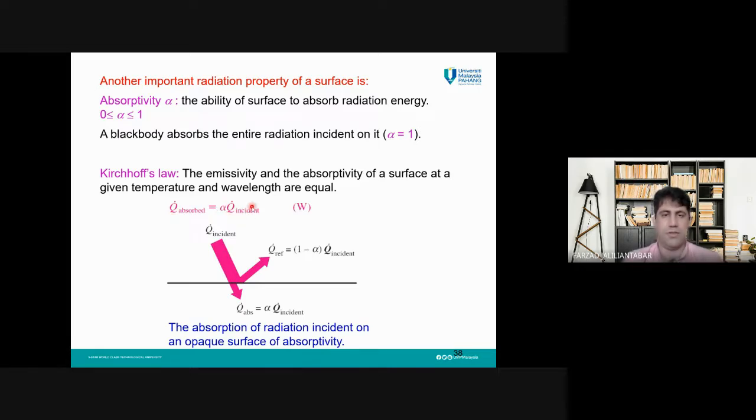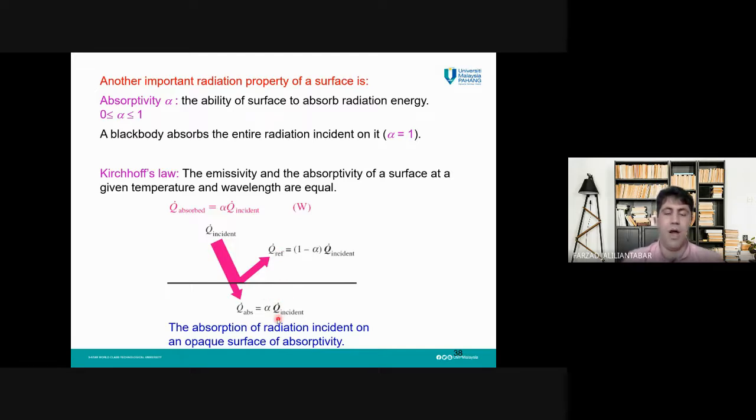We know, for example, if we know the rate of transfer by radiation to the surface, then if we know alpha for that surface, we can calculate the rate of heat transfer to the surface by radiation. So this is the amount of energy which reaches the surface, Q dot absorbed, alpha times Q dot incident, and the rest of that is reflected.